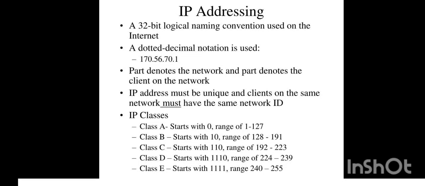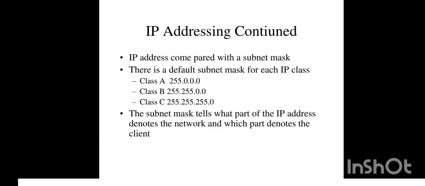It is divided into 5 classes: A, B, C, D, E. A starts with 0, B with 10, C with 110, D with 1110, E with 1111. Their ranges are given in the slide as you see. The IP address should be compared with the subnet mask.